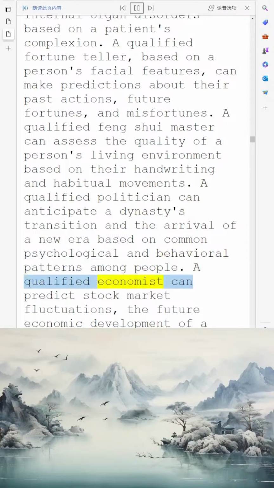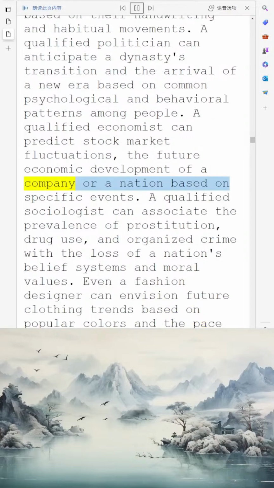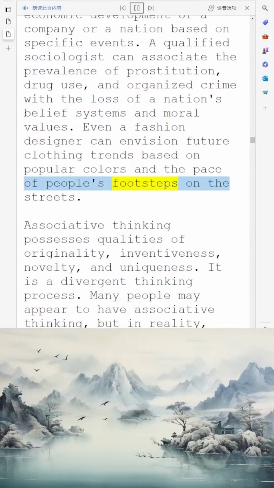A qualified economist can predict stock market fluctuations, the future economic development of a company or a nation based on specific events. A qualified sociologist can associate the prevalence of prostitution, drug use, and organized crime with the loss of a nation's belief systems and moral values. Even a fashion designer can envision future clothing trends based on popular colors and the pace of people's footsteps on the streets. Associative thinking possesses qualities of originality, inventiveness, novelty, and uniqueness. It is a divergent thinking process.